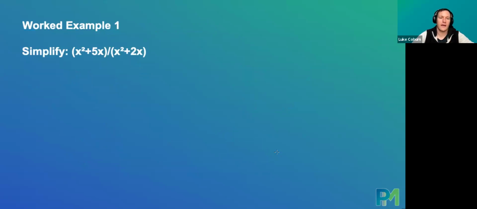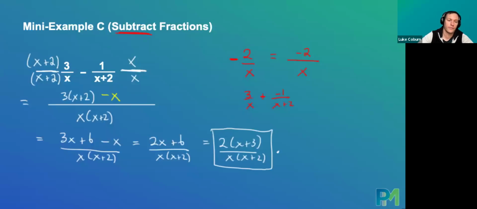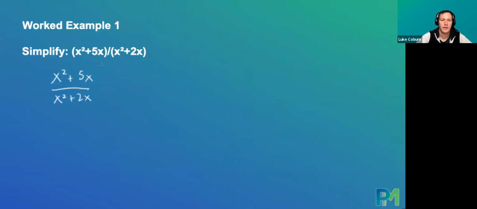Okay, so the next one is to simplify this example. So let me just rewrite it slightly differently. Incidentally, in that previous example, x is not allowed to be equal to 0, and x is not allowed to be equal to minus 2, because 0 would make that dividing by 0, and minus 2 would make that dividing by 0. Okay.